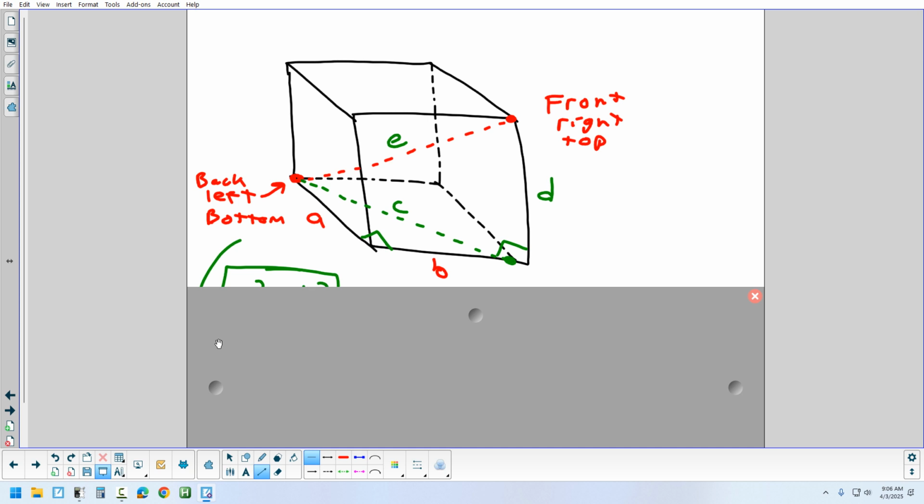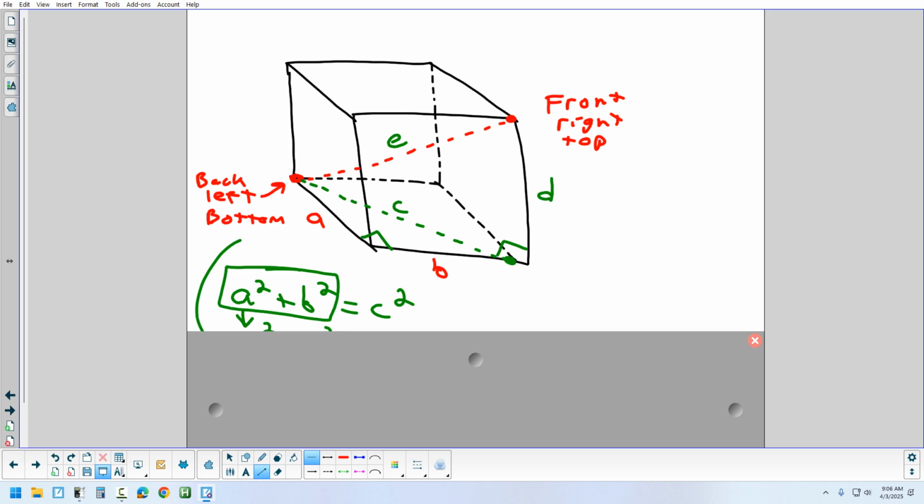Pythagorean theorem. Yeah, we could use the Pythagorean theorem. Right? And it would just be a squared plus b squared equals c squared. Okay. So that's just the Pythagorean theorem on the bottom of the box.